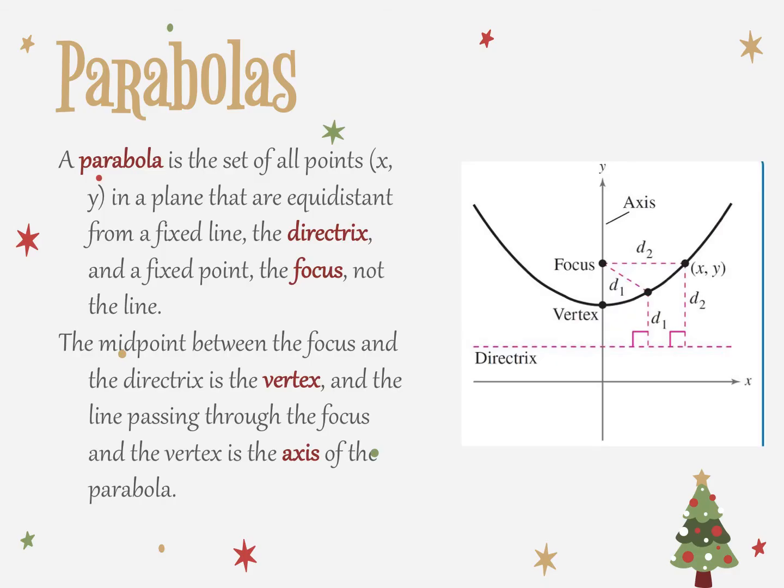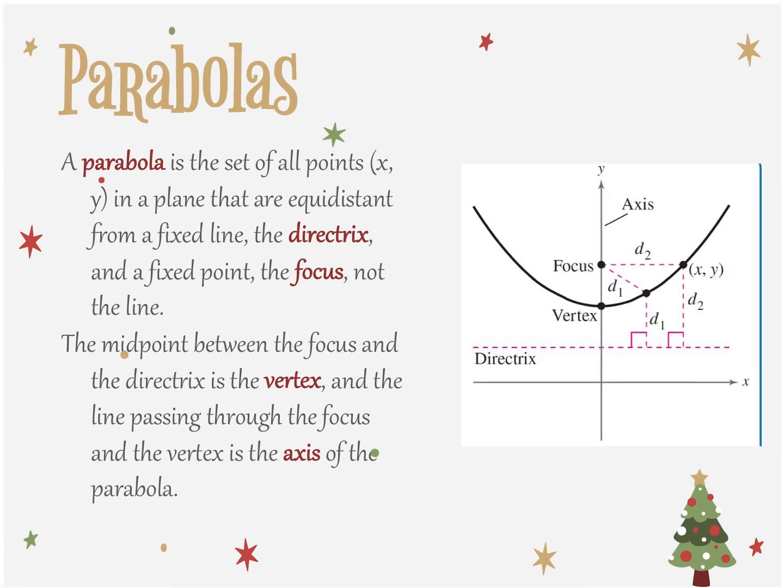So let's go ahead and again define what a parabola is. A parabola is the set of all points, x, y, ordered pair, in a plane that are going to be equidistant from a fixed line. And here's the new part. This fixed line is called the directrix, and a fixed point, which is called the focus. Okay, so the focus is a point. The directrix is going to be a line. The midpoint between the focus and the directrix is going to be the vertex. And then the line passing through the focus and the vertex is called the axis of the parabola.